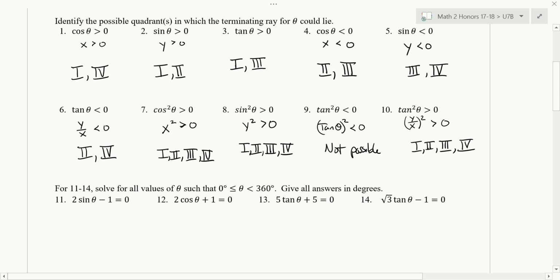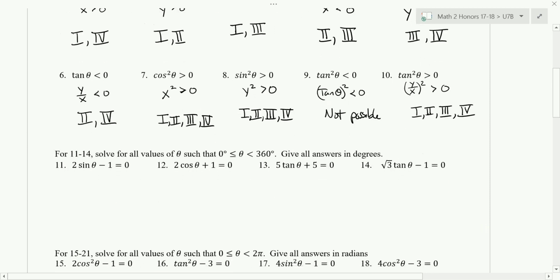Alright, so now for number 11 through 14, we're asked to solve for all values of theta, such that theta is between 0 and 360 degrees. And then we're to give all answers in degrees. Okay. So on number 11, we first get sine by itself by adding 1. So 2 times the sine of theta is equal to 1. And then the sine of theta is 1/2.